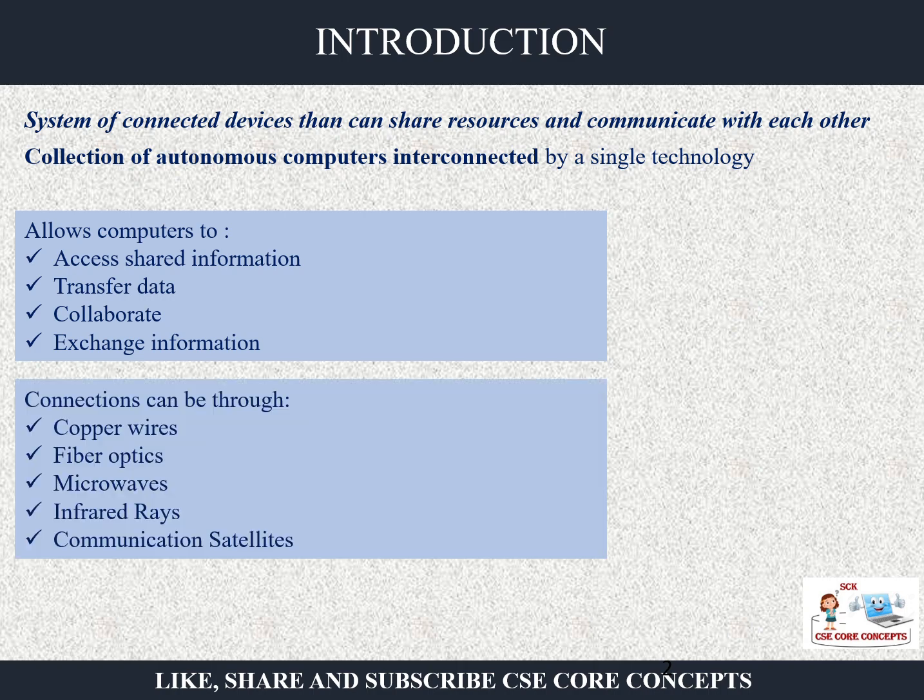information. And this type of communication can be set up using copper wires, fiber optics, microwaves, infrared rays, or communication satellites. Microwaves, infrared rays, and communication satellites are the wireless technologies, whereas copper wires and fiber optics are the wired technologies.